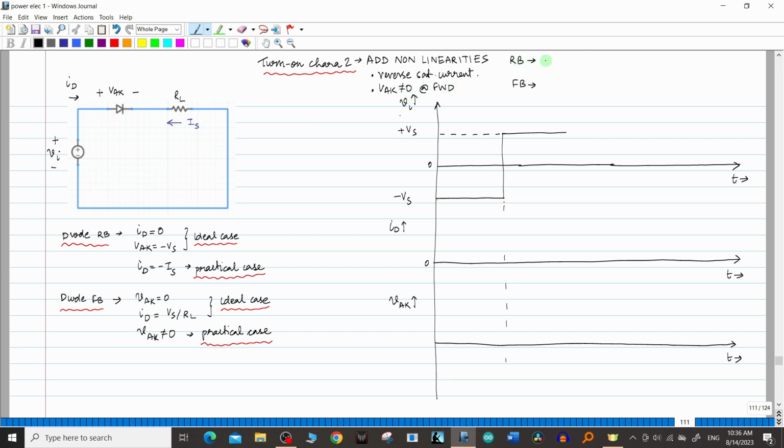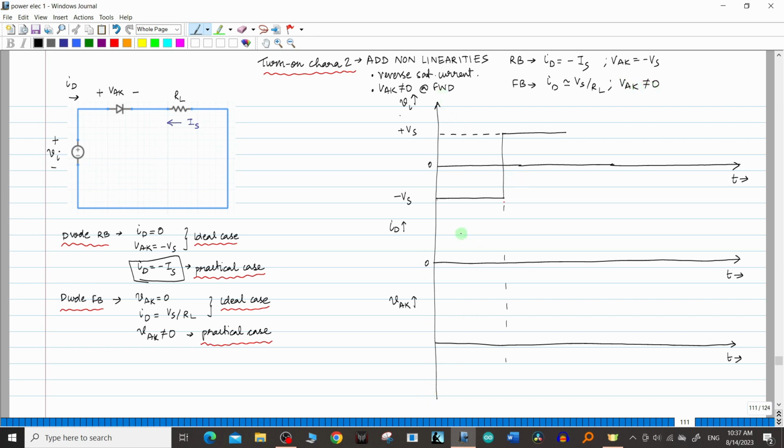So in the reverse bias condition for the practical case, ID is equal to minus Is, and VAK is as usual equal to minus Vs. In the forward bias condition, ID will be roughly equal to Vs divided by RL, almost equal to Vs divided by RL. But the important thing here is that VAK will not be equal to 0.